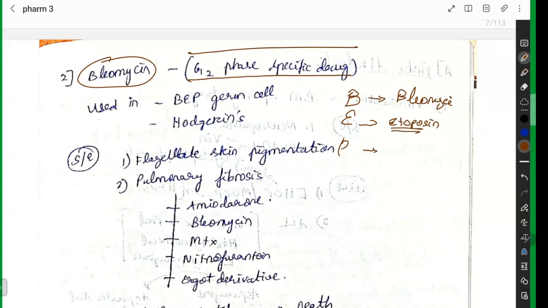Do you remember what your platins do? They are going to cause DNA changes. So it is going to cause just DNA changes. Okay, clear, right? Now moving on to talk about the side effects of your bleomycin.